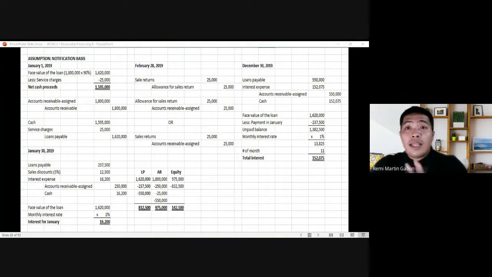If the assumption of the problem is that collections were made as payment to both principal and interest. But since the problem provides that the collection is solely for the principal amount of the loan, then we debit the loan for the entire amount of cash collections as applied payment. Then interest will be paid separately.